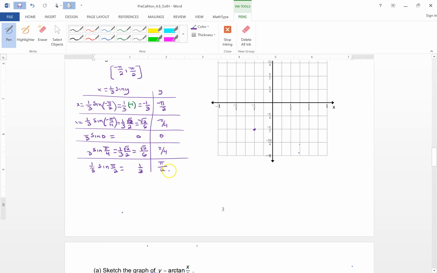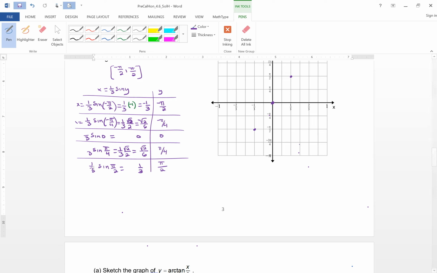When x is 1 over 3, y is positive pi over 2 here. Okay, I'm doing the easy ones first. And then the very middle, x is 0, y is 0. Now when y equals negative pi over 4, x is negative root 2 over 6.